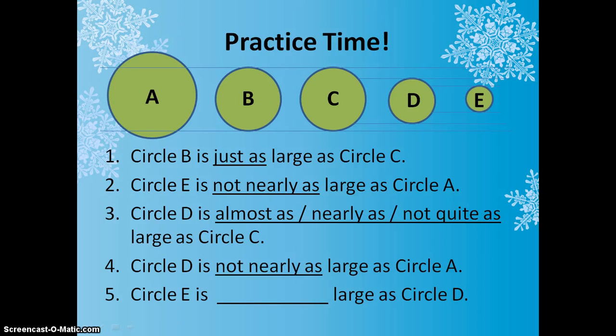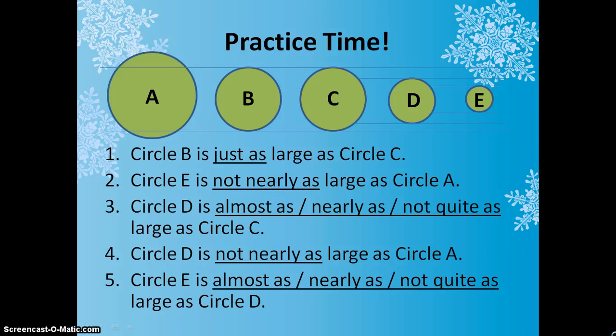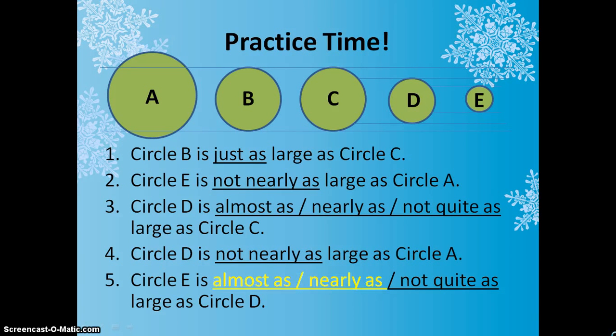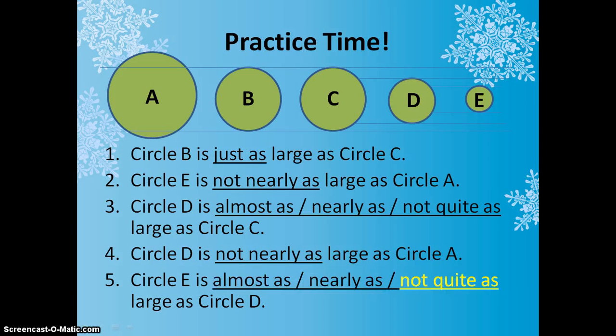Number 4, circle D is not nearly as large as circle A. Again, the size difference between circle D and circle A is a pretty big difference, so we're going to use not nearly as. Finally, number 5, circle E is, you guessed it, you can use almost as, nearly as, or not quite as. Again, remember, if you use almost as or nearly as, you're thinking about how close they are in size. But if you use not quite as, you're thinking about how different they are in size.